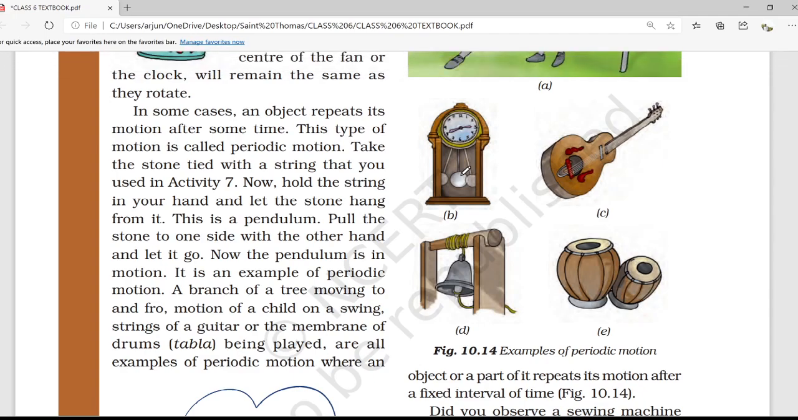It goes first to the left-hand side, then comes to the center, then goes to the right side, then again comes to the center, again goes to the left side, and this type of motion repeats. This type of motion is called periodic motion.